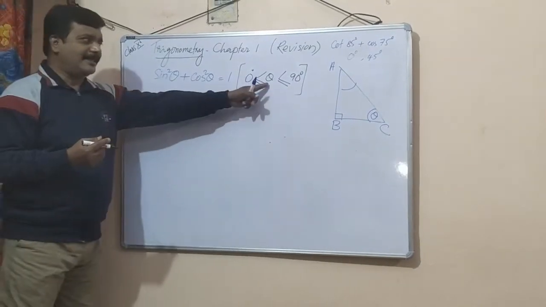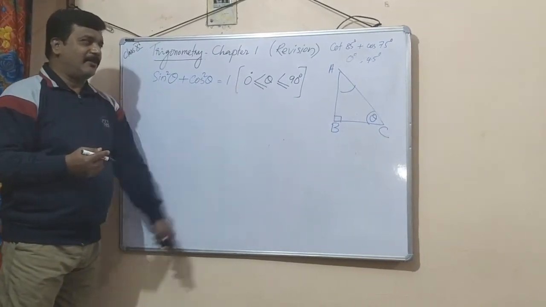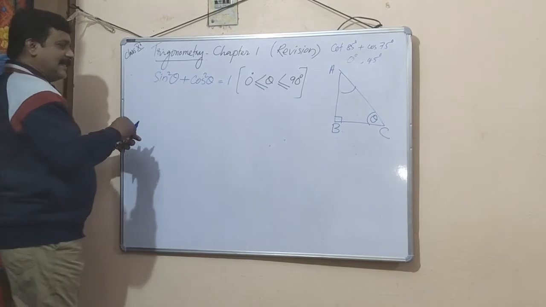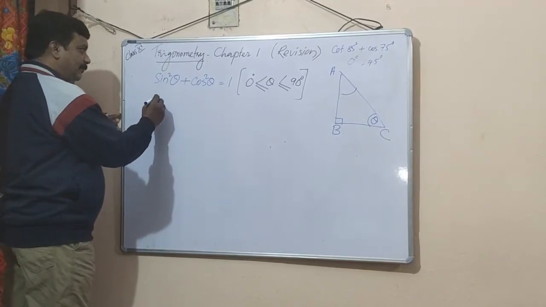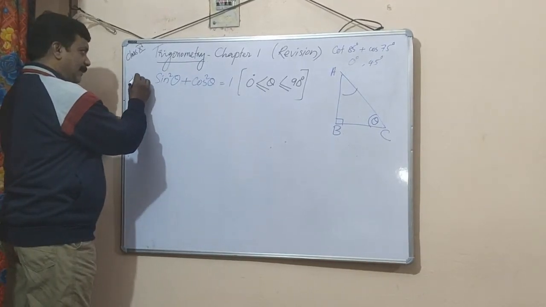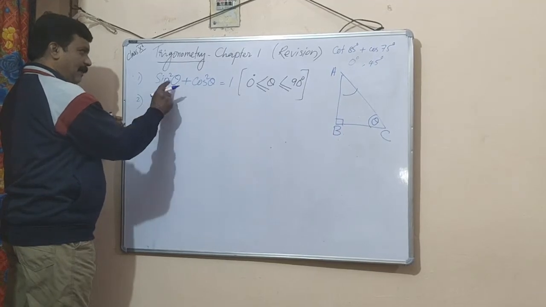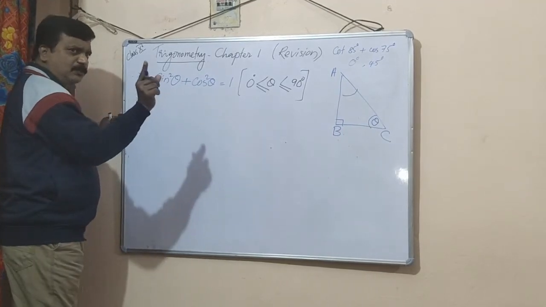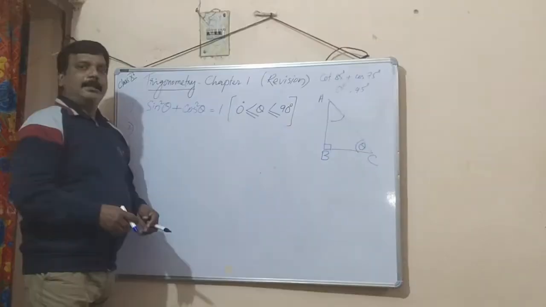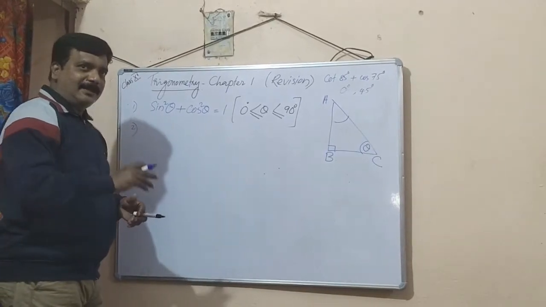Is it clear, the condition? This condition is very important. Second for identity is this. I am writing the trigonometric identities, means your formulas. Now let us see the second identity.